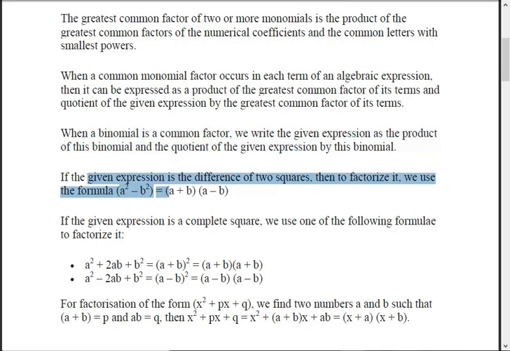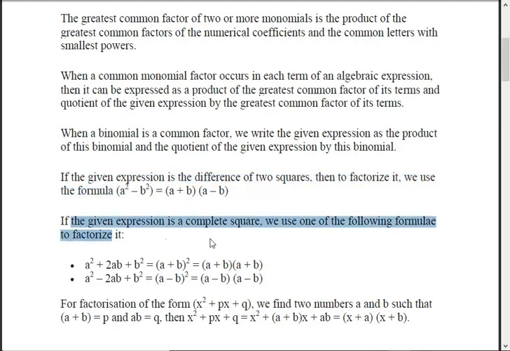Next, if a given expression is a difference of two squares, then to factorize it, we use the formula a square minus b square equals to a plus b into a minus b. This is a formula only. You will have to remember this. A square minus b square equals to a plus b into a minus b.